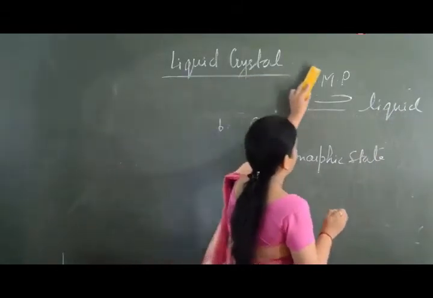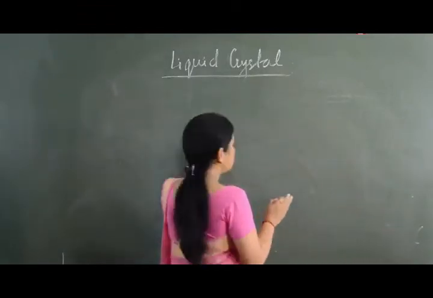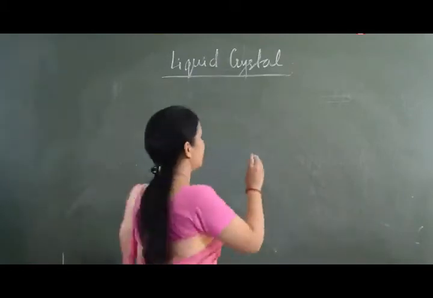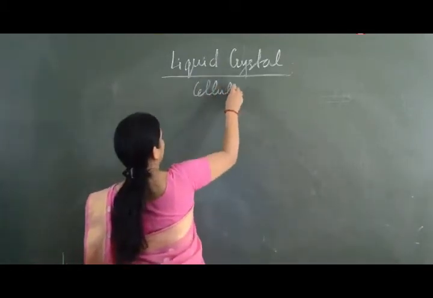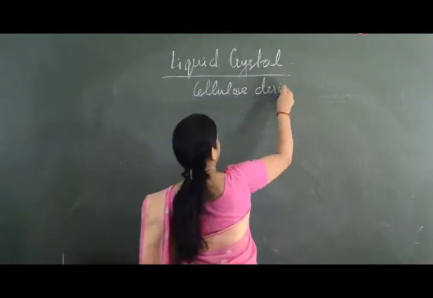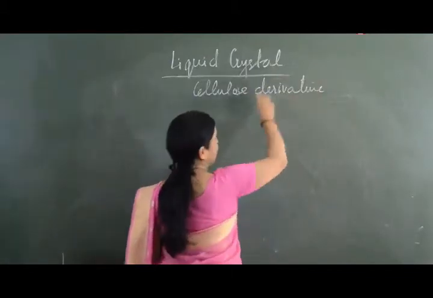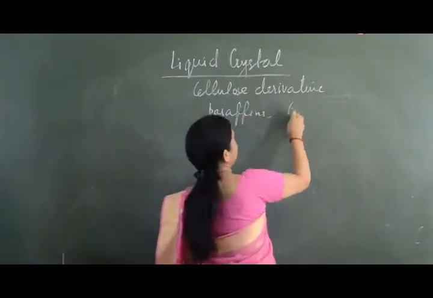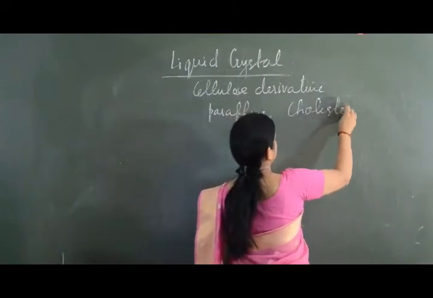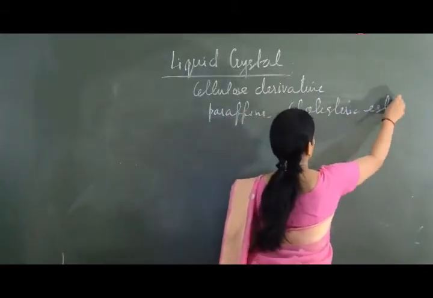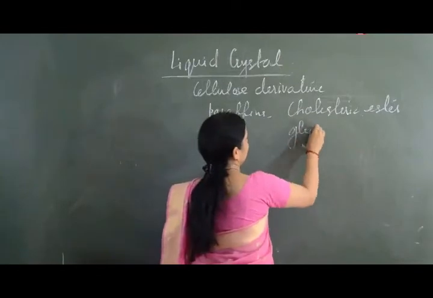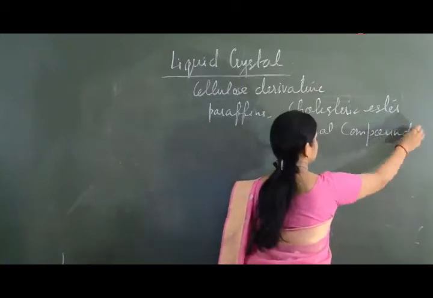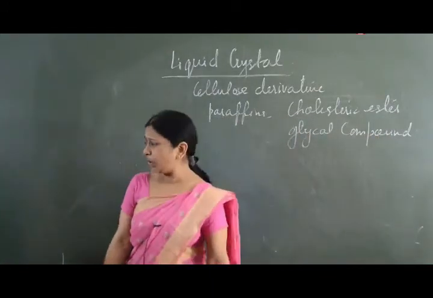Now, not all substances are going to behave as liquid crystals. We have certain substances. The examples are cellulose or cellulose derivatives, they behave as liquid crystals. Paraffins, cholesterol esters, they behave as liquid crystals. Glycol compounds, they behave as liquid crystals. So we have certain substances which show this behavior.